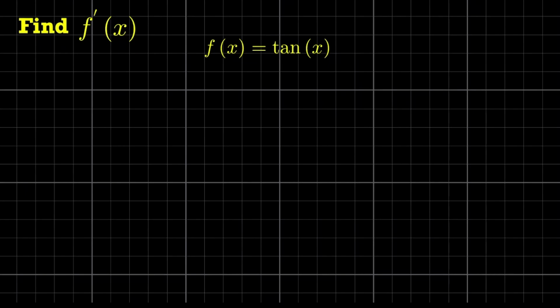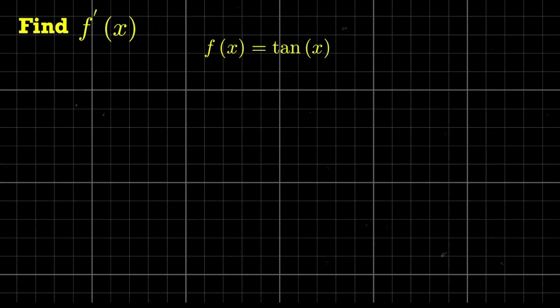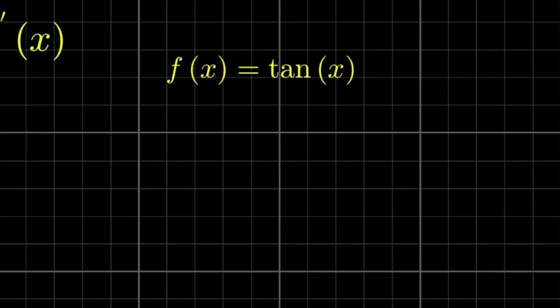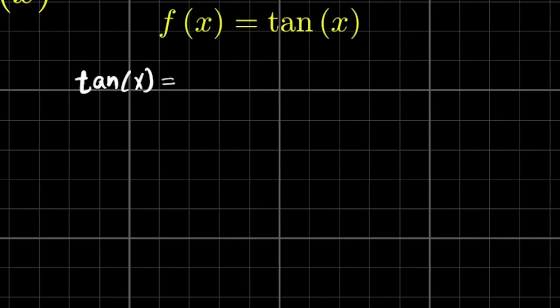Okay, so we need to find the derivative of f of x here, and f of x is equal to tan x. The first step, in order to derive tan of x, we need to actually know what it's equivalent to. So if we take tan of x here, from our trigonometry rules, we know that tan of x is equal to sine x over cosine of x.